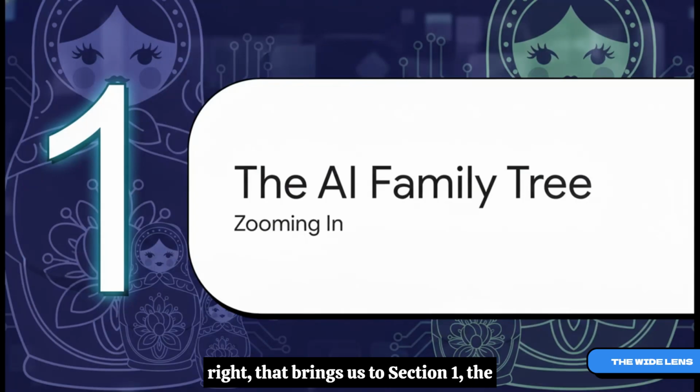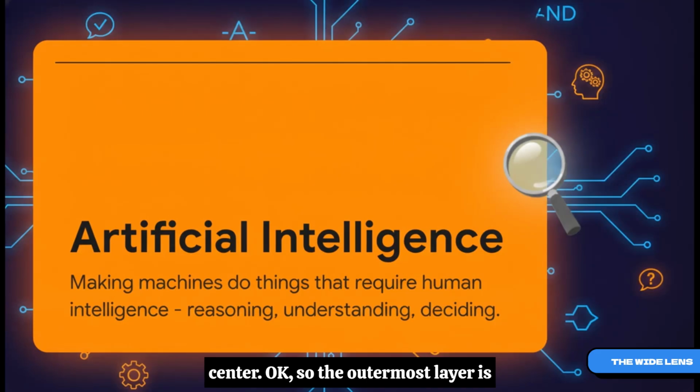All right, that brings us to section 1, the AI family tree, zooming in. Let's open this up like a Russian matryoshka doll and define each level of this tech family tree, starting from the outside and working our way right into the center. Okay, so the outermost layer is artificial intelligence, or AI. This is the absolute broadest category. AI is simply the goal of making machines do things that require human-like intelligence.